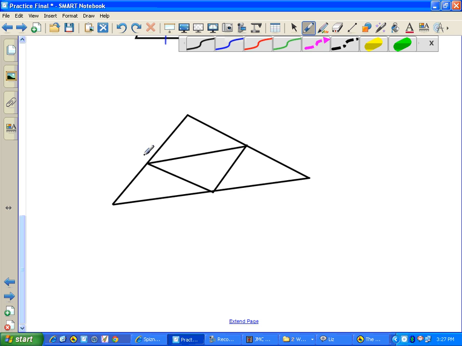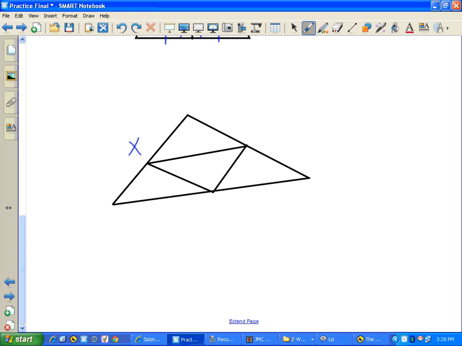Whatever length this side is, so if this is x, this would be half of x. If this whole side is y, this would be half of y. If this is z, this is going to be half of z. And these will be parallel. These will be parallel. And of course, these will be parallel. So those are the properties we'll be dealing with.